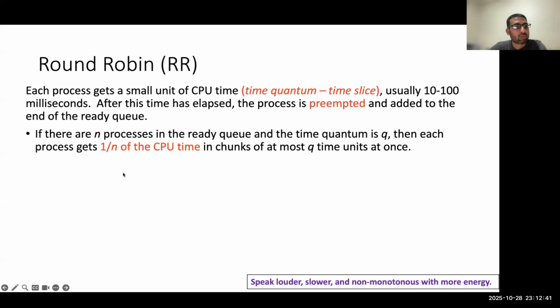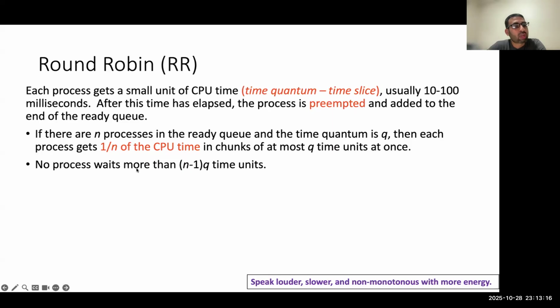So if there are, let's say, n processes in the ready queue and the time quantum is q, then each process will get 1/n of the CPU time. Let's say the total CPU time is 100, right? And we have 4 processes, right? So each one of them will get 1/4 of 100, which is equal to 25. Each one of them will get 25% of the CPU time, but in chunks of at most q time units. So every time they get the chance to run, they will run at most for q time units.